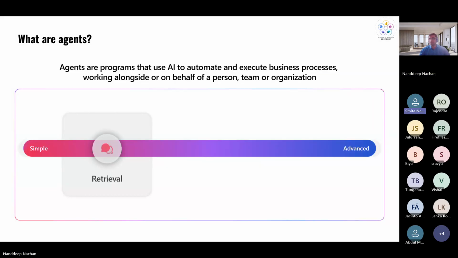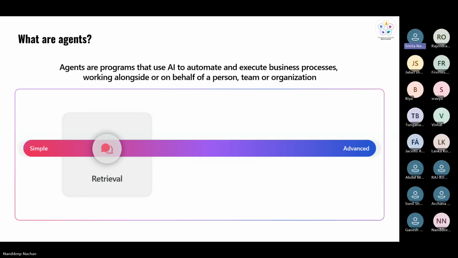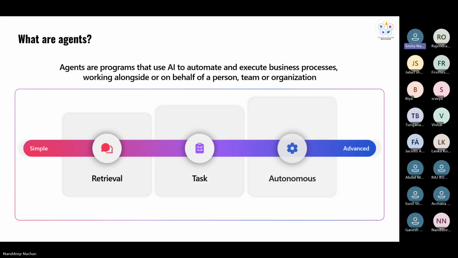So, agents are AI-powered programs designed to automate and carry out business tasks by working alongside people or, in some cases, acting on their behalf also. Instead of just answering questions, agents can take actions, follow steps, and help to complete real work for an individual, a team, or an entire organization as well.